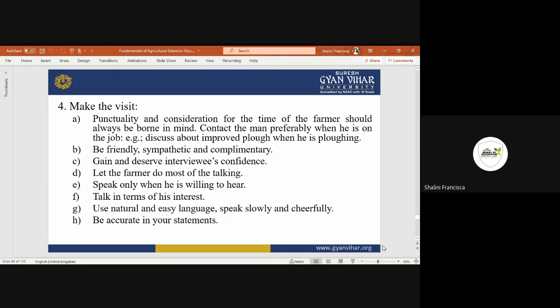Let the farmers do most of the talking. It's not like you are always talking from your side. Ask them a little bit of questions, and go on adding, okay, what happened, then what happened, then what happened. Let him tell you everything about the farm and the family. Speak only when he is willing to hear you. It's not like you will cut him in between and start telling him new things.